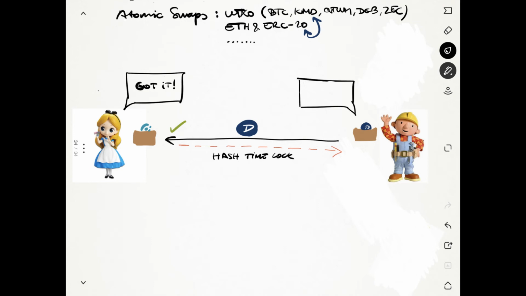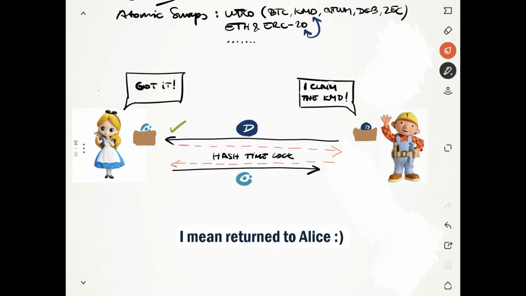So Alice announced that, hey, I got the DGB, and here's the KMD. She sends it to Bob. Bob actually needs to claim these funds actively, and if he doesn't claim, then these funds are returned to Alice. So again, because of the hash time lock.